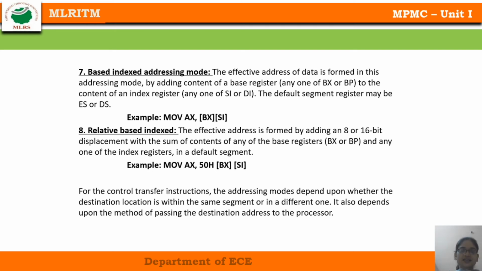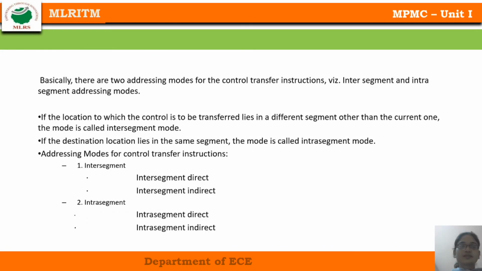For control transfer instructions, the addressing modes depend on whether the destination location is within the same segment or a different one. It also depends on the method of passing the destination address to the processor. Basically, there are two types of addressing modes for control transfer instructions: inter-segment and intra-segment addressing.